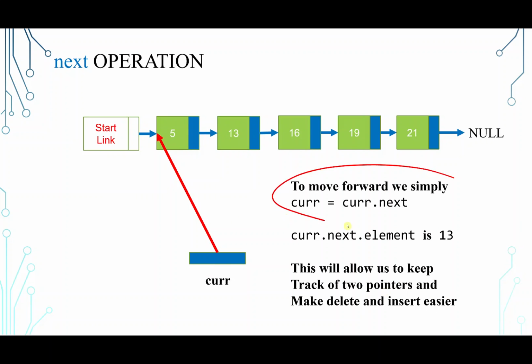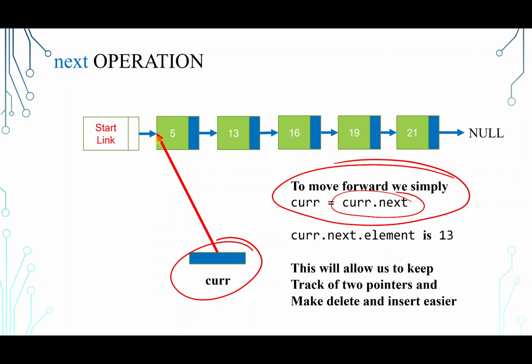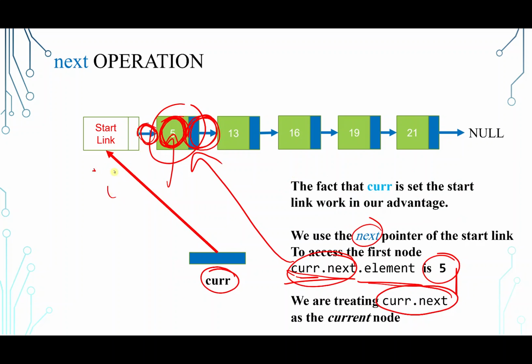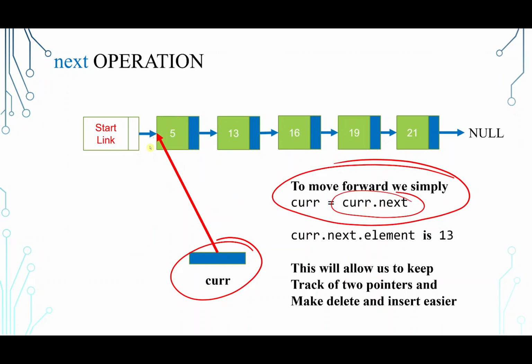To move, you always put the pointer to the next. So current equals current.next. That is moved right now. It was there, now it's here. Current is pointing at this node, and the next element is going to be this one, 13. Current.next.element is 13. This will allow us to keep track of 2 pointers and make delete and insert easier.